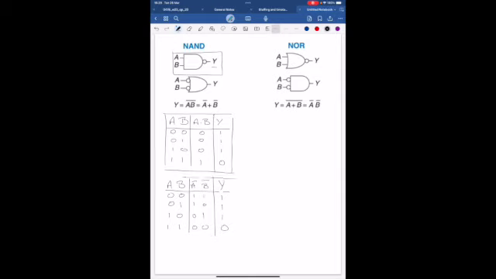Okay, so just tidy that up. And as we can see, our output for both of those small logic circuits is exactly the same. Therefore, agreeing with De Morgan's theorem that not A and B, or A NAND B, is equal to not A or not B.